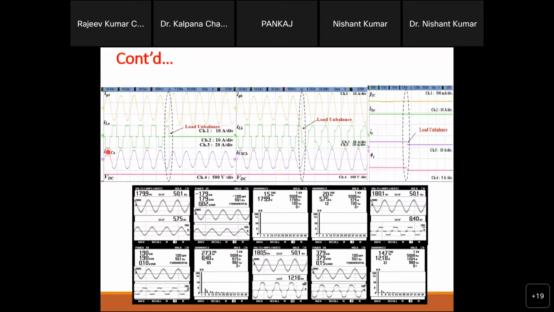Another thing you will see here, when the load is feeding, this is the VSC current. See this VSC current. It is not purely sinusoidal, right? It is partially sinusoidal, you can say, right? And why is it like that?